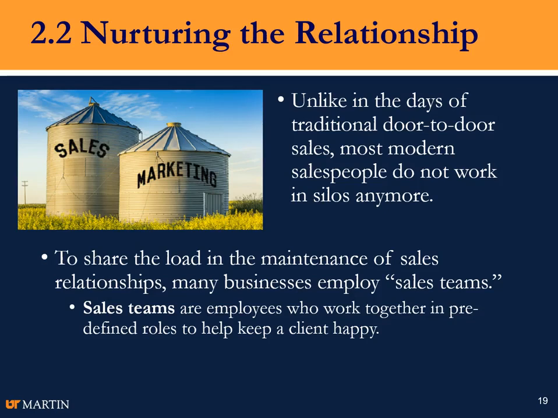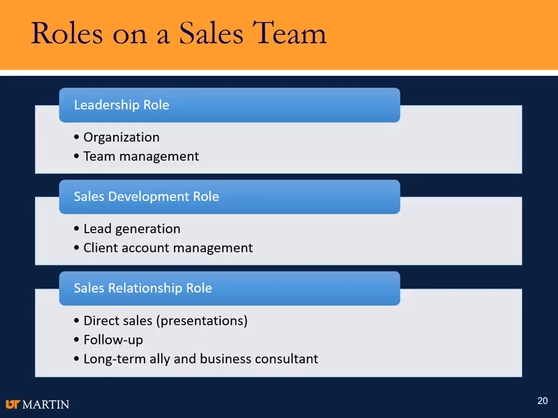But to share the load in the maintenance of sales relationships today, we see that a lot of businesses, both inside and outside of agriculture, will employ sales teams. Sales teams are just groups of employees that work together in set roles where they are trying to keep a client happy. There are three main roles on a sales team: the leadership role, the sales development role, and the sales relationship role. Not everyone will fit perfectly into this. So a business might have a leadership role that is totally separate from the others, or it may have a role that kind of covers pieces out of all of these.